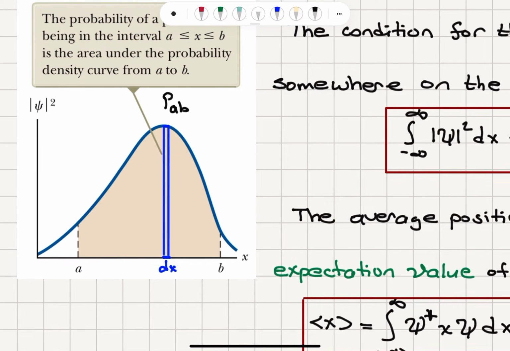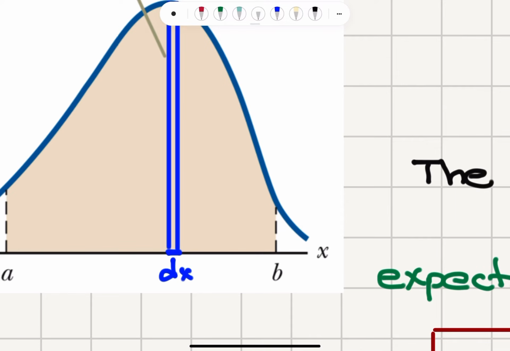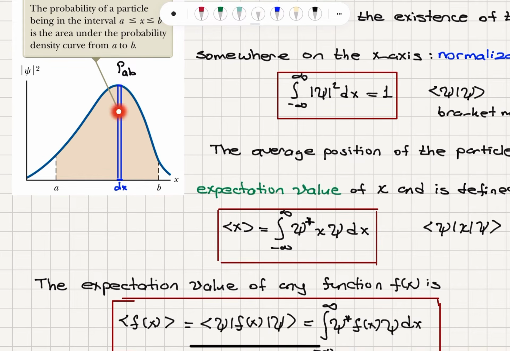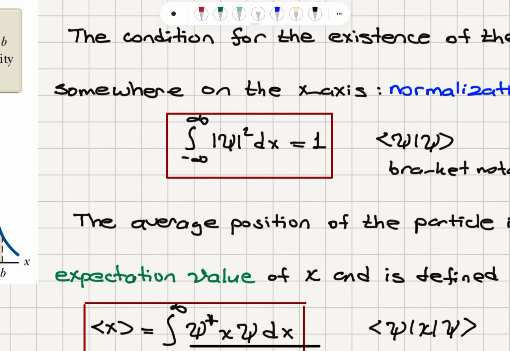This is basically performing a probability calculation for an either-or situation. So the probability of finding it here, or here, or here, or here, all these probabilities add up. Basically, that's looking at the area under this curve. The condition for the existence of the particle is called the normalization condition. The particle must be somewhere between minus infinity and plus infinity. So the probability density function dx integrated over all space should give me 1.